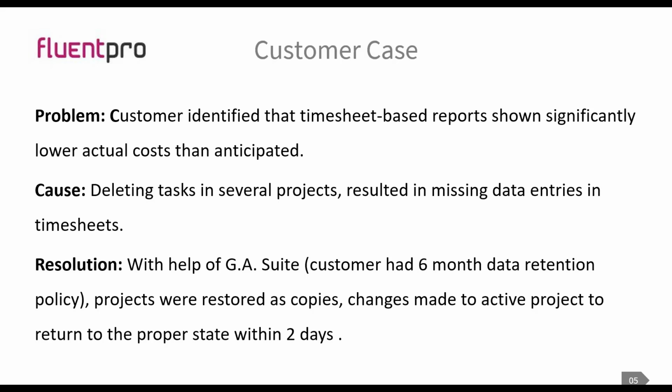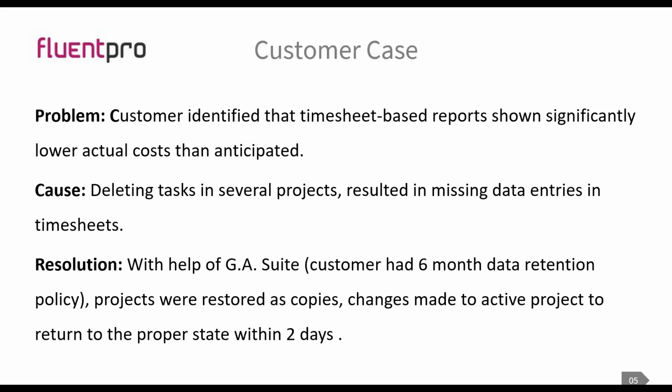We had one customer recently that reported an issue that they found when they were running some cost-based reports. They found that there is a difference compared to previous months in actual costs, and the result was that some actual time was missing, and actually the timesheets were missed. By comparing all that information, the customer was able to identify that some tasks were deleted from several projects, and that resulted in corrupted data differences.